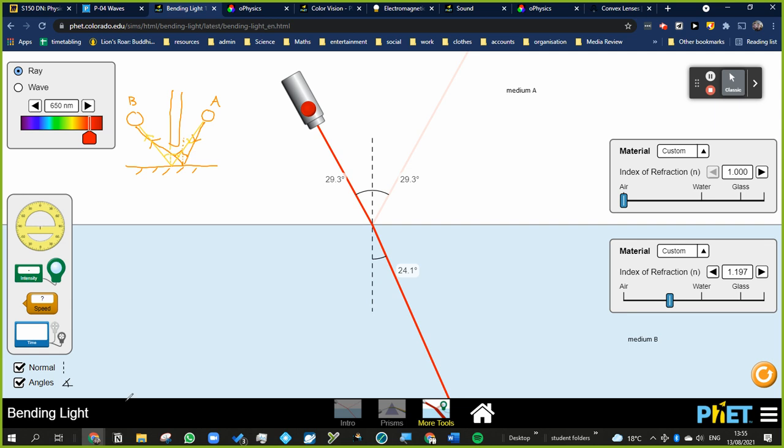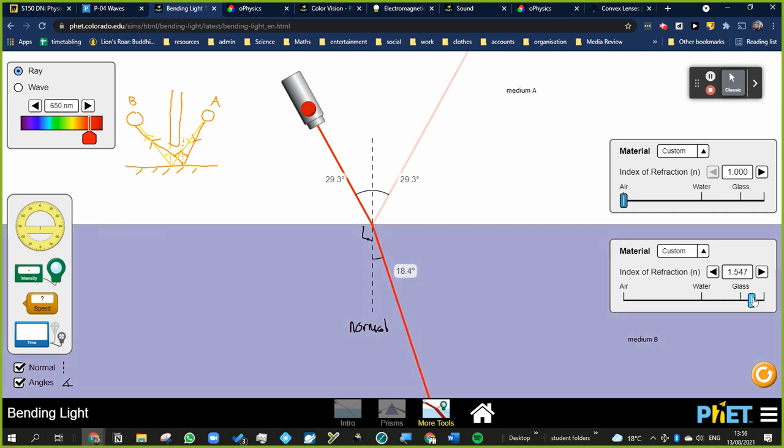Just to be clear about this, let's use a different color. I'll use black. This is the normal, okay? It's a perpendicular line, so it's at right angles to this interface between the two mediums, and it's drawn where the ray of light touches the new medium. And we can see that as I increase the density of the second medium B, the ray moves towards normal. Can you see that?